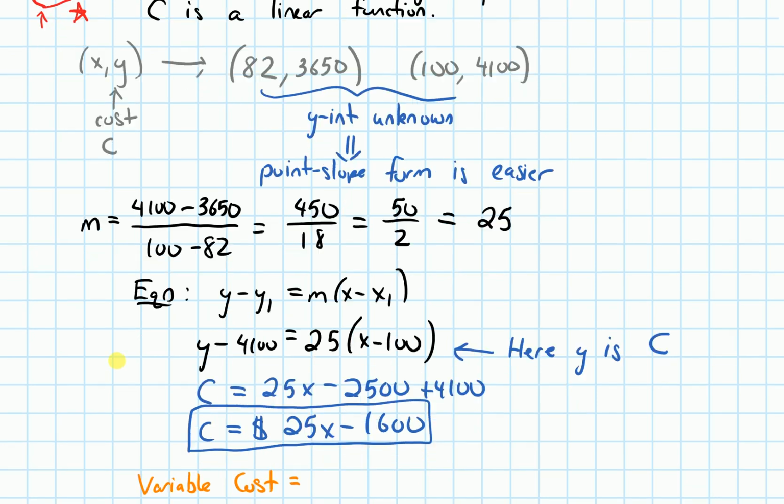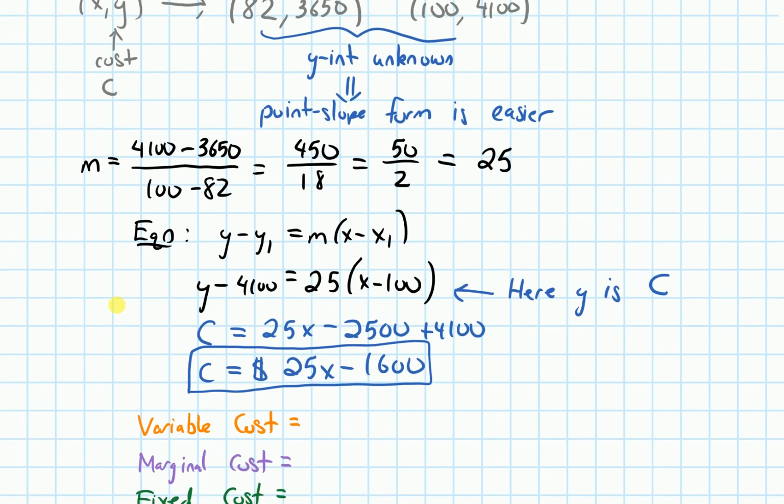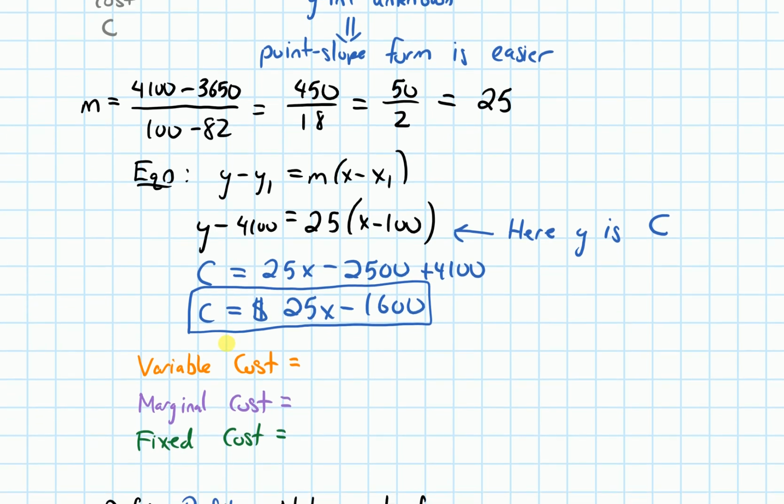Okay, so that was a little bit of review. Actually, let's continue doing some review. Let's see if we can determine what the variable, marginal, and fixed costs are here. All right, so the variable cost is the thing that has an x. So it's the mx part. It's the 25x. That's the cost that's changing here. The marginal cost is how much the cost goes up for each additional unit. So the slope is what tells us the marginal cost, and that is 25.